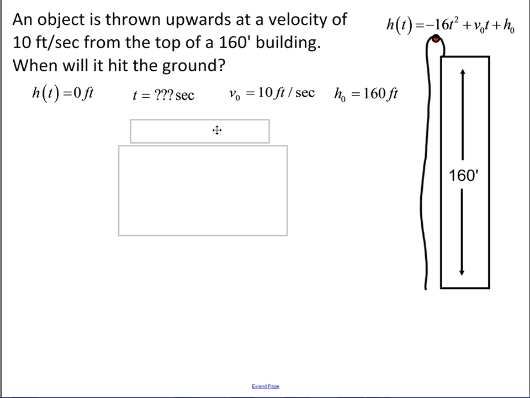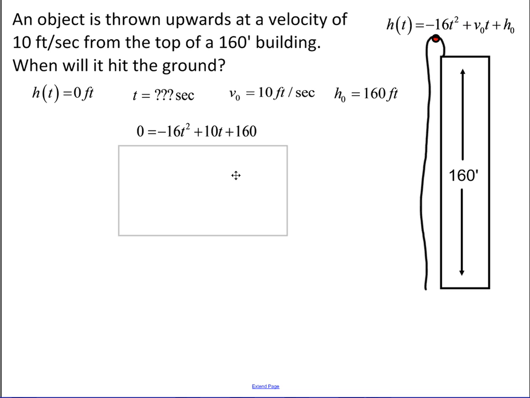Again, you pop these into the equation. H of t is 0. T stays as t in a couple places here. Our initial velocity of 10, this time we have a middle term, it doesn't drop out. And our 160 feet gets stacked on here at the end.